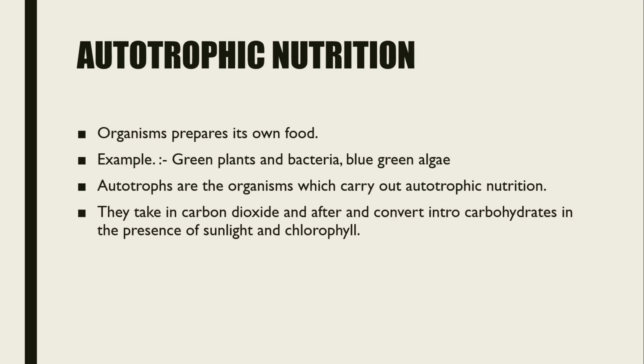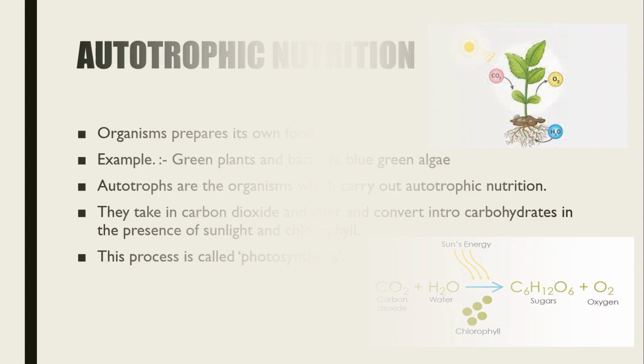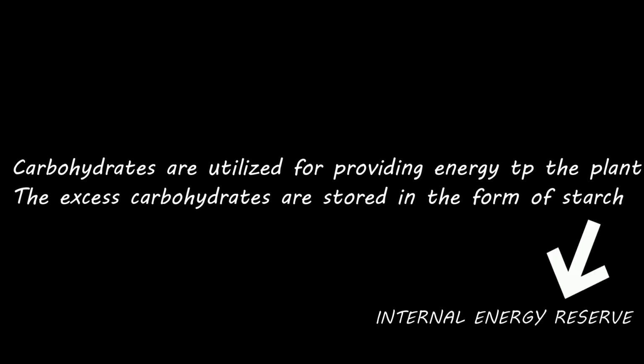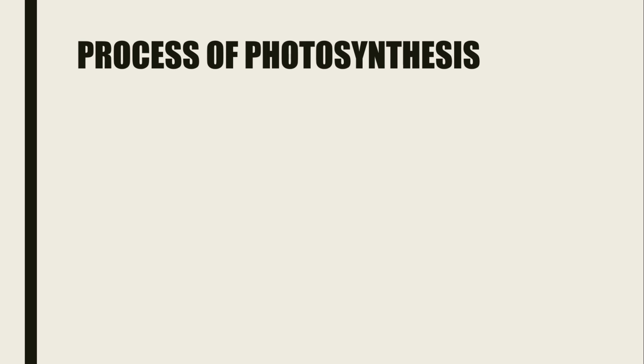In plants, they take carbon dioxide and water and convert them into carbohydrates in the presence of sunlight and chlorophyll. And this process is called photosynthesis. And here the carbohydrates are utilized for providing energy to the plant. And the carbohydrates which are not used are stored in the form of starch, which serves as the internal energy reserve.